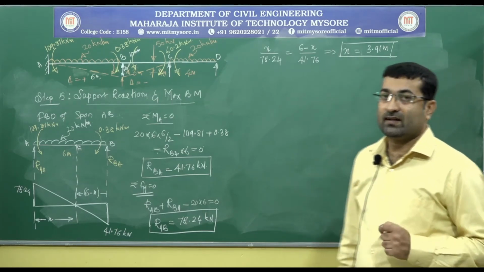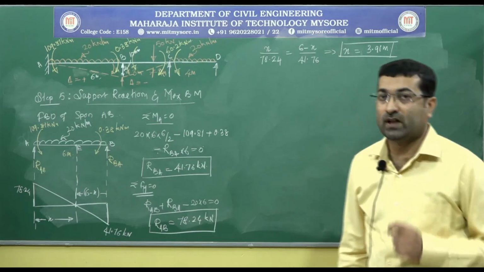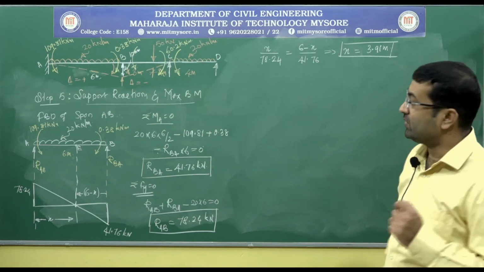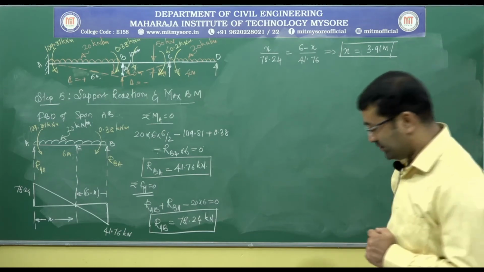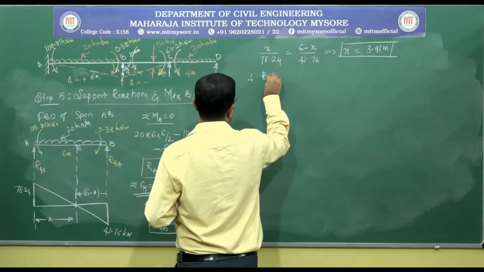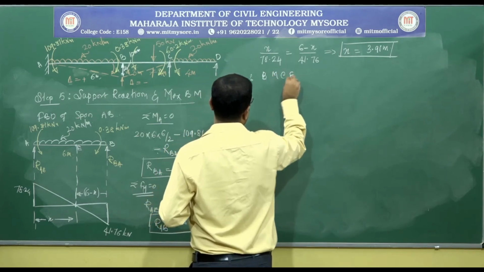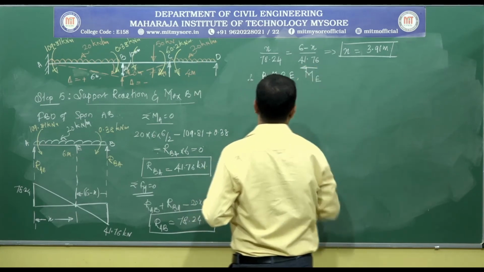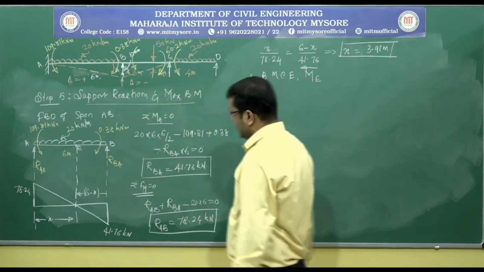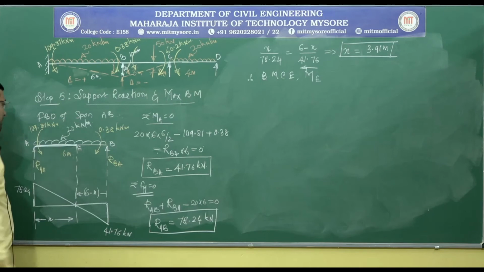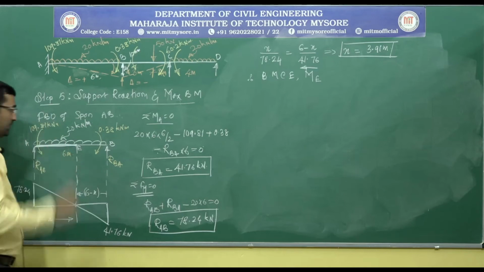Now from this, what I can say is, at a distance of 3.91 meter from the point A, the bending moment is maximum. So at that location we need to determine the bending moment. Therefore, bending moment at E, that is ME, if I calculate the left portion of the point E, then on the left side we have a reacting force RAB, which is creating a clockwise moment.